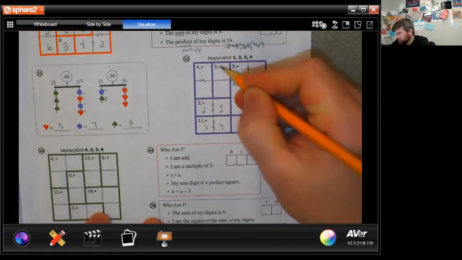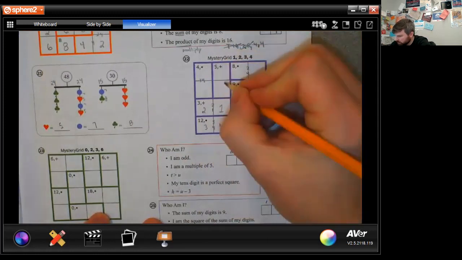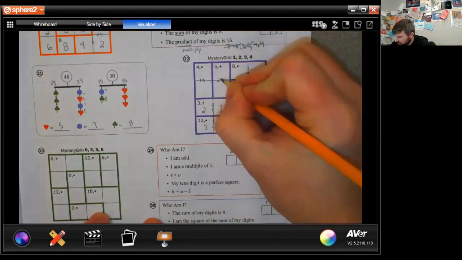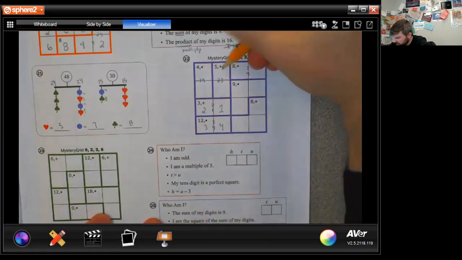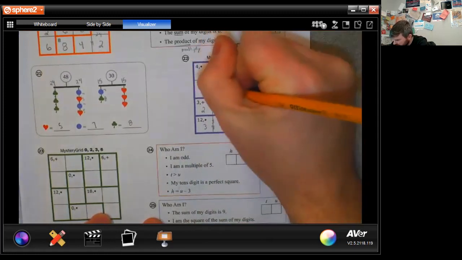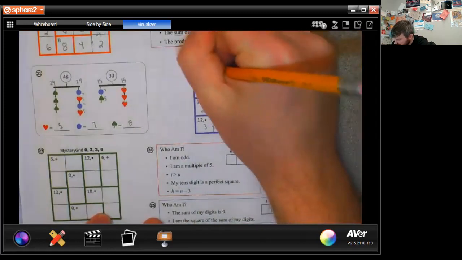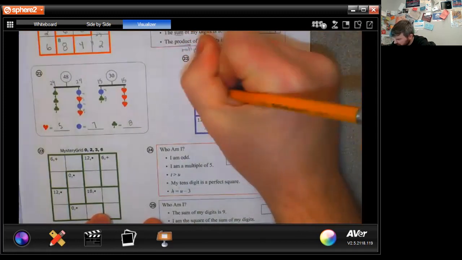So I know to add to get 5, I can't use 1 and 4. So this would have to be 2 and a 3. 2 is going up here. So this would have to be 3 and 2. 4 is also going up there. So 1 and 4.